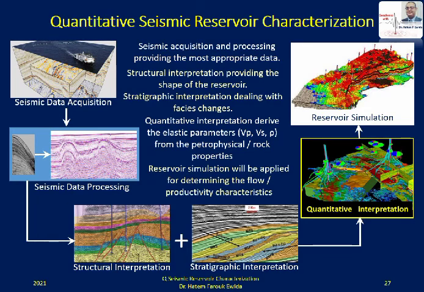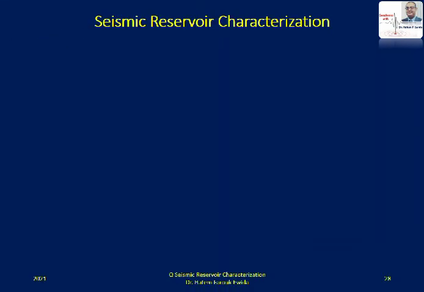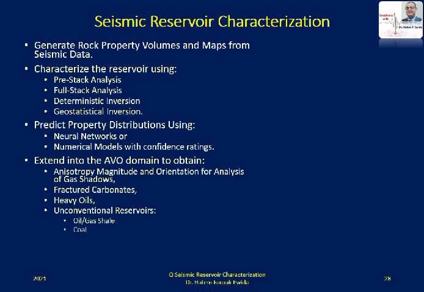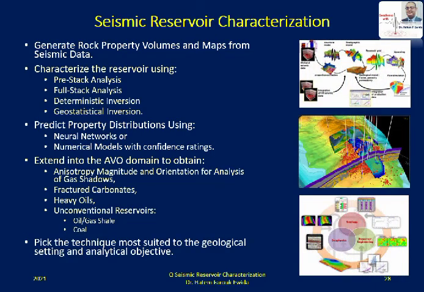For a more detailed workflow, you generate rock property volumes and maps from seismic data. Then you characterize using either pre-stack analysis, full stack analysis, deterministic inversion, any type of inversion. Then you predict the property distribution using the neural network, which is the subject of our last lecture. You can use neural networks, the numerical models, with more confidence.